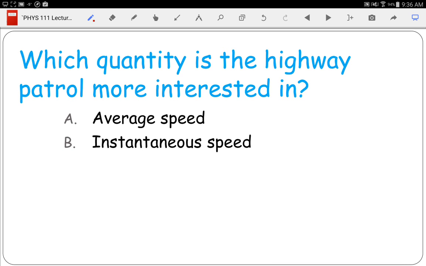Move right past that. Which quantity is the highway patrol more interested in? You can answer now. I didn't have it up there. Is he more interested in your average speed or your instantaneous speed? This is, of course, based on the assumption that he wants to take away your money, because, well, that's my general feeling on this.